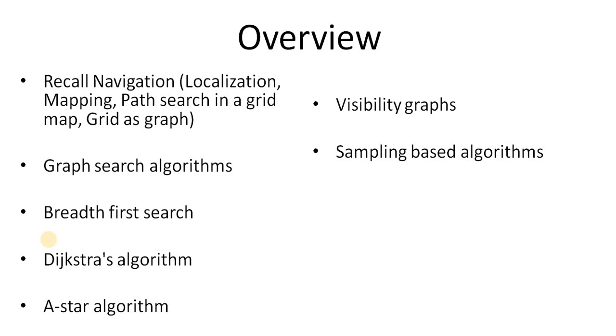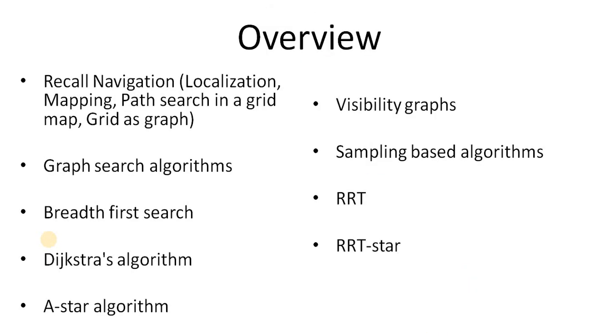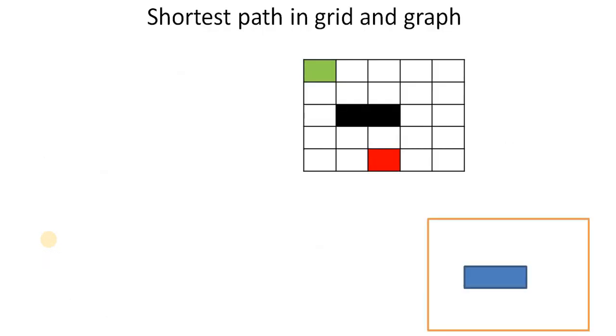Then we shall learn about sampling-based algorithms, especially the RRT algorithm and the RRT star algorithm. And finally, there is one more thing I forgot to mention here: probabilistic roadmaps. So you should also have a look at how it works. So let's move forward.